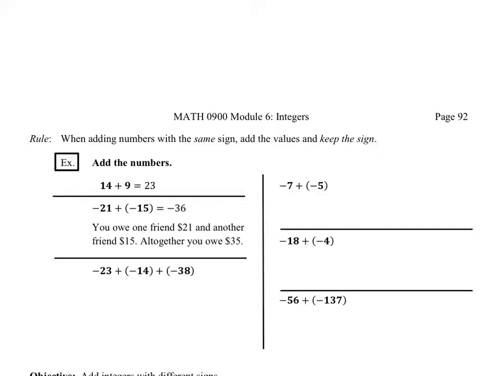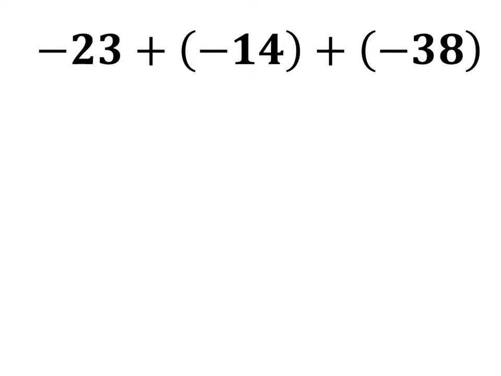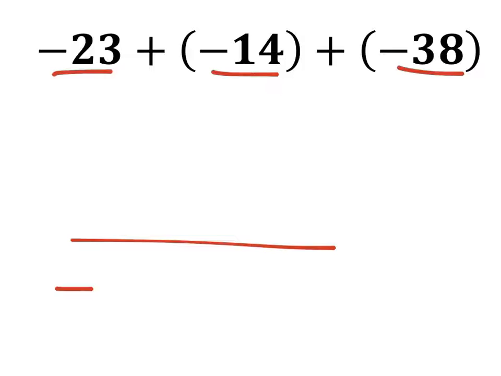Alright, so there's another method for doing this which doesn't require any diagrams or number lines. So here's the rule, right? When adding numbers with the same sign, add the values but keep the sign. So if I were to look at this first example here in the bottom left, since these all have the same sign, right? They're all negatives. We got the negative 23, negative 14, and negative 38. I know that my total is going to be a negative value.